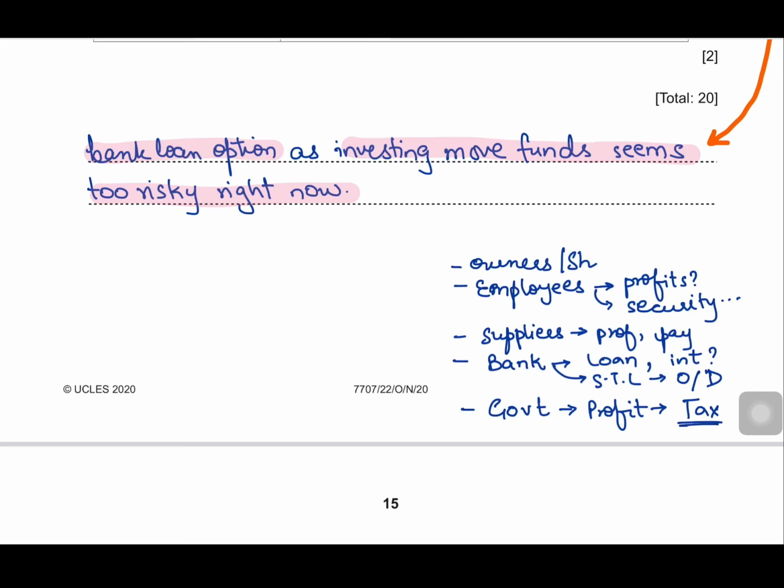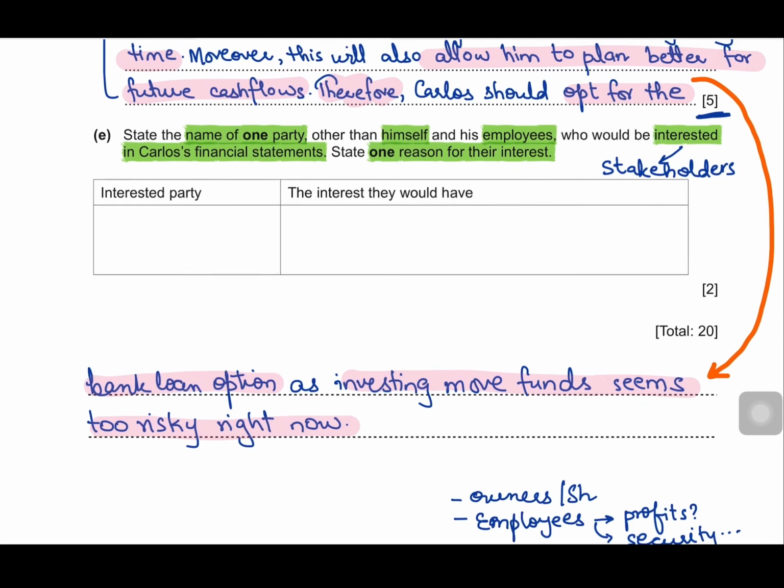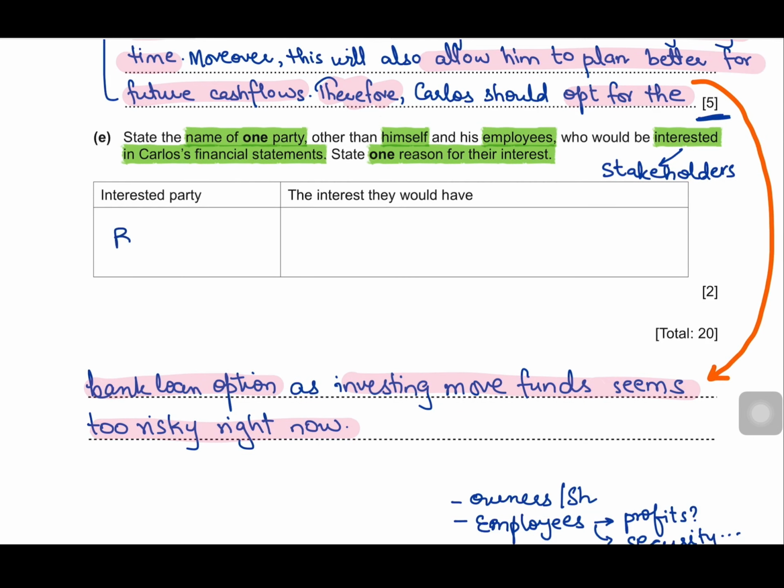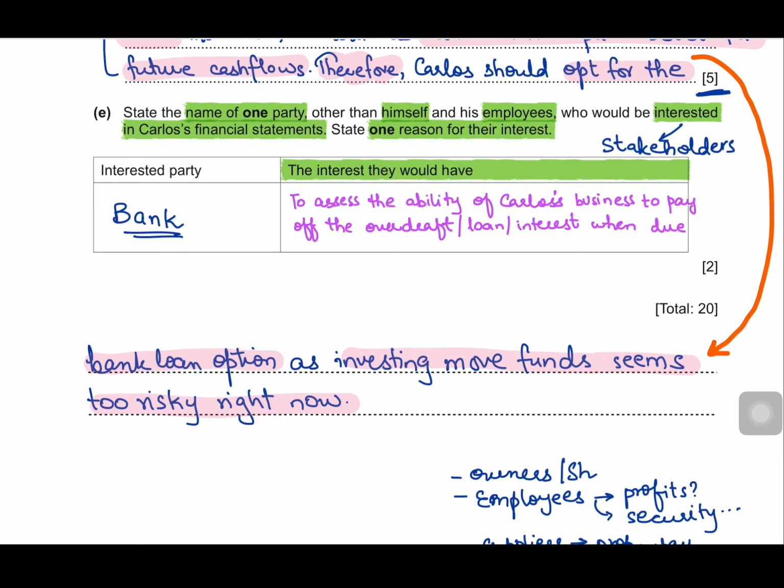And there are other stakeholders as well. So you can write about any of these stakeholders for which you have more information, and I will be writing about bank as the stakeholder. So the interested party would be bank, and you also have to write what interest they would have in the business. Why would they want to know about the business? So we can say, to assess the ability of Carlos' business to pay off the overdraft loans or bank loans or the interest when they fall due.